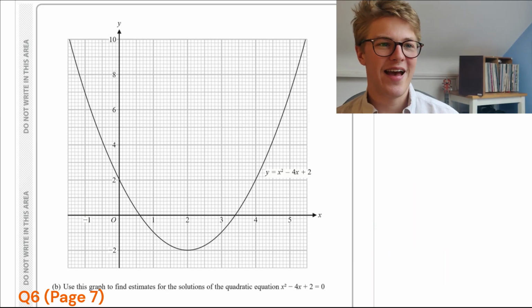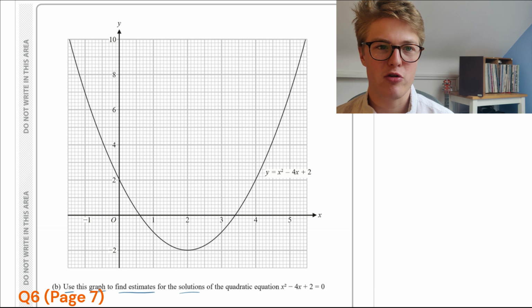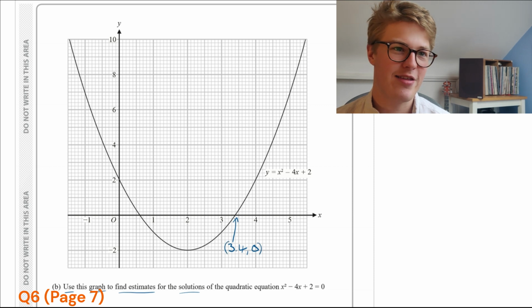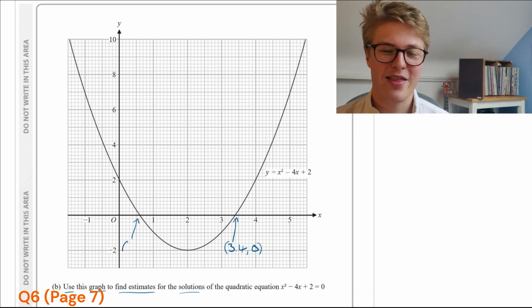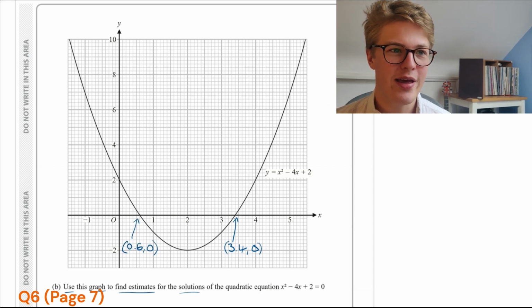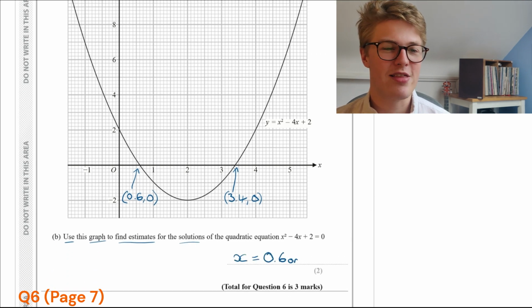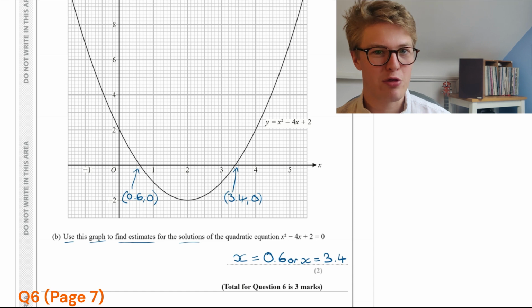Use this graph to find estimates for solutions of the quadratic equation x squared minus 4x plus 2 equals 0. So in this case we can see that y is equal to 0 and therefore the roots are going to lie along the x-axis. When we look at these points where the x-axis intersects with this curve, we get 0.60 and 3.40, so therefore x is equal to 0.6 or x is equal to 3.4.